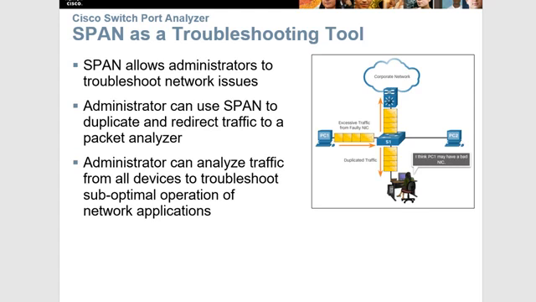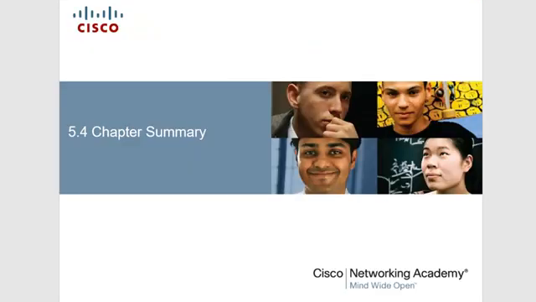So we had SPAN, we had our SNMP, I'm sorry, and we had our LAN security that we went over in this chapter. So that's it for chapter 5. Not too long a video, and I think we should be good to get chapter 6 cranked out tomorrow, hopefully.